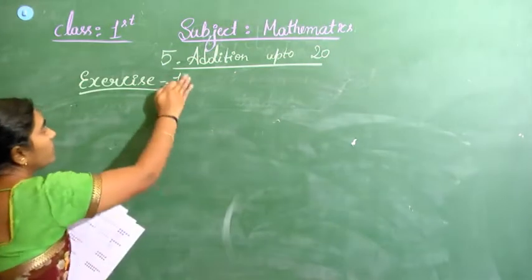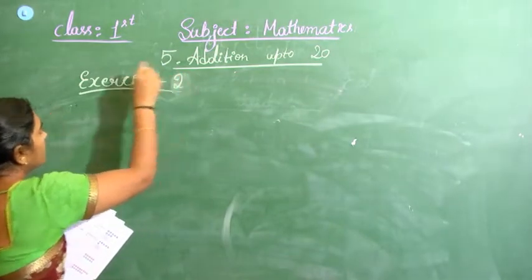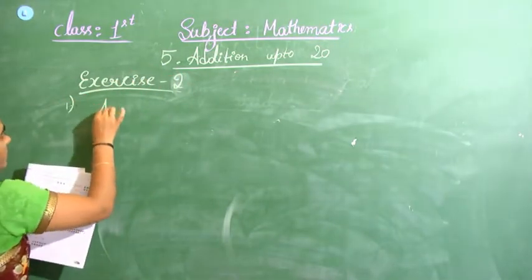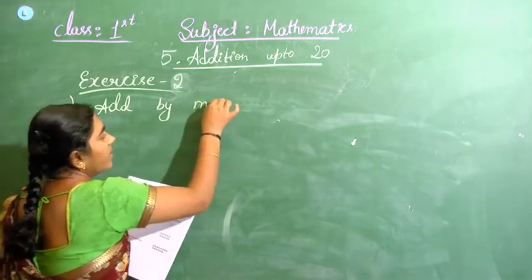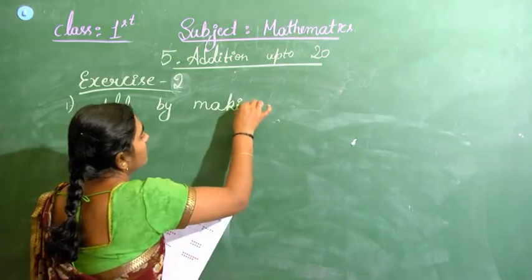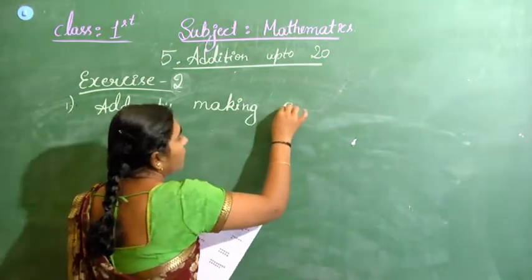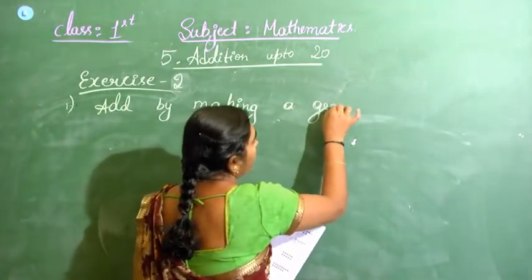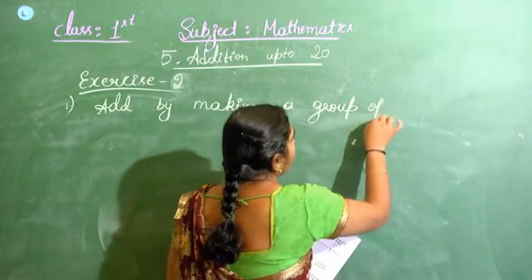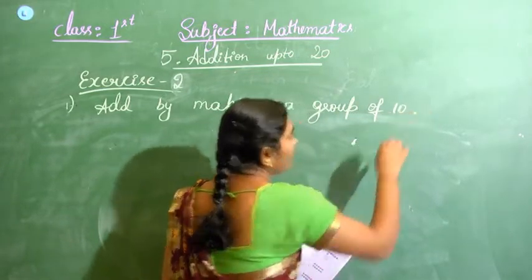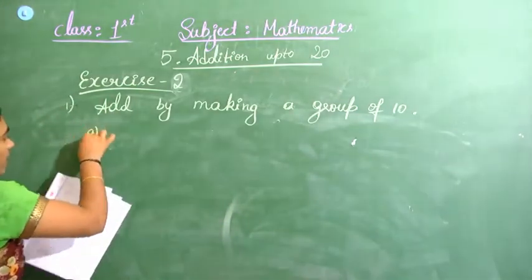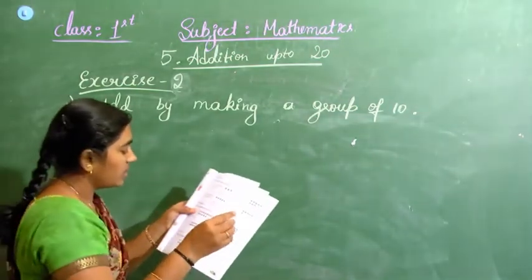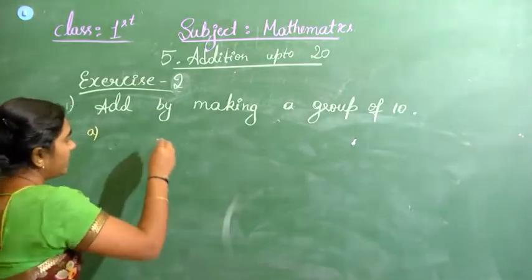Exercise number 2. First one, add by making a group of 10. By making a group of 10. First number, we have a number of stars. So 8 plus 3.